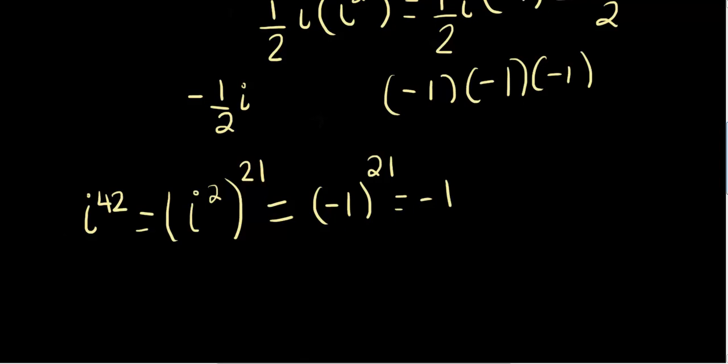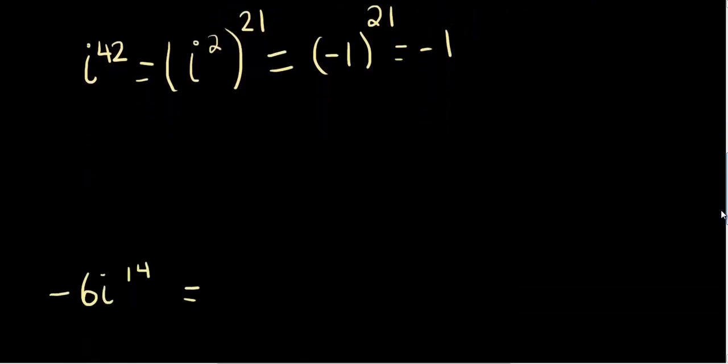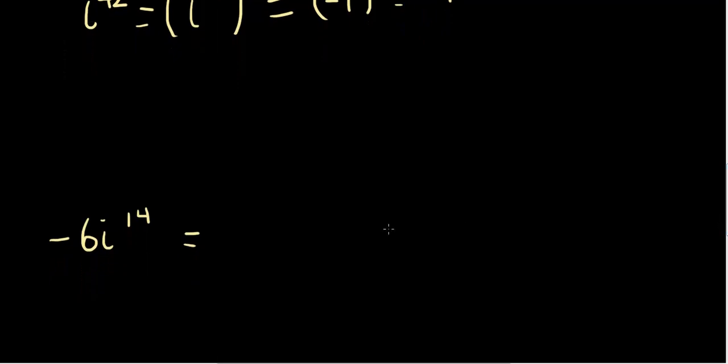Let's try another one. We're going to try -6i to the power of 14. So it's going to be -6 i to the power of 2, and all of this elevated to the power of 7. Why 7? Because 7 times 2 is 14. It is important to notice that the -6 is not being affected by the 14. If we had this whole thing in parentheses, then it would be affected. But since we don't have parentheses, that means that the i is the only one that is elevated to the power of 14. Thus, that is the only one that is affected by the exponent.